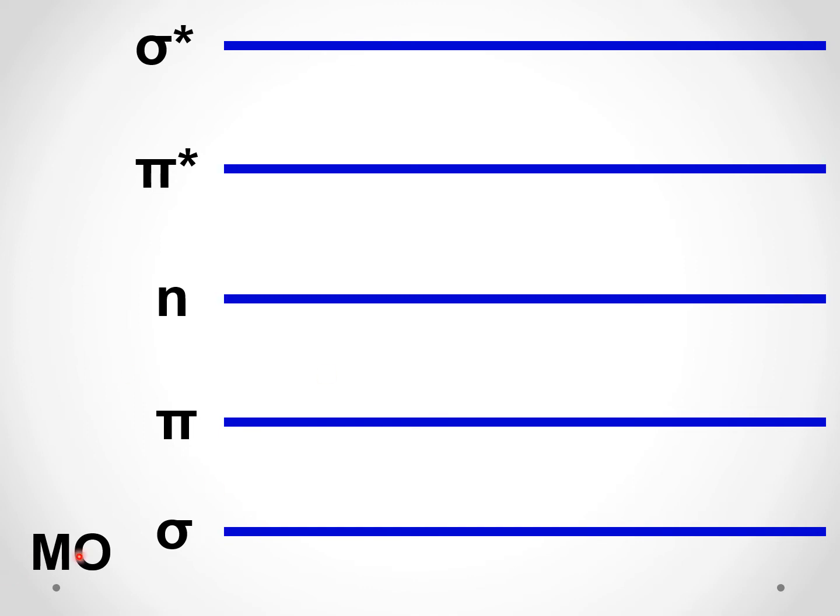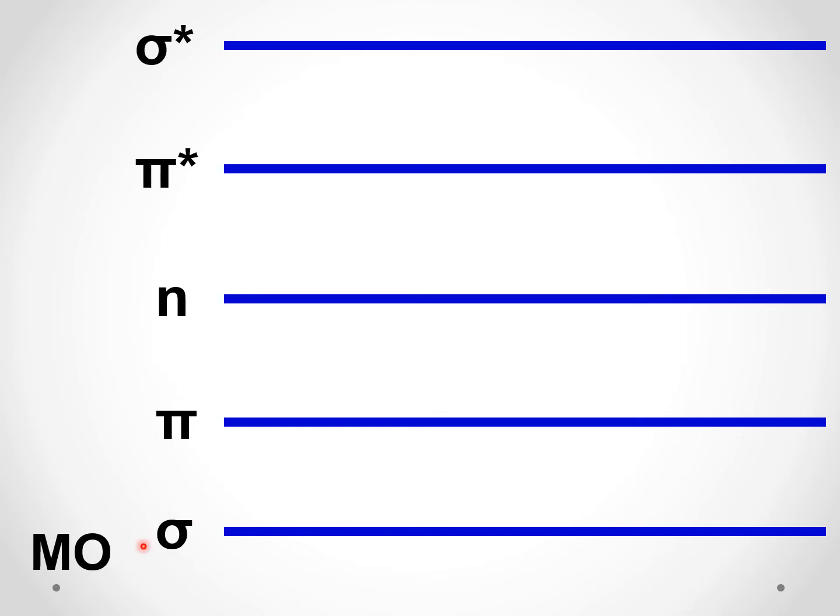These are the bonding orbitals. These are the anti-bonding orbitals. In between the bonding and the anti-bonding, you have the non-bonding orbital. So this is the general energy level diagram for an organic compound.